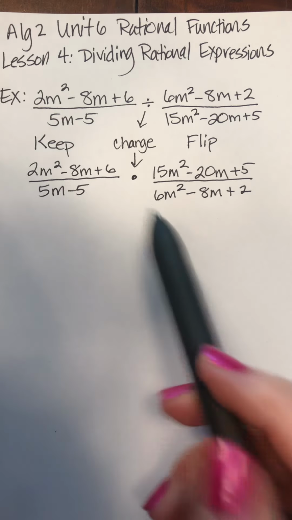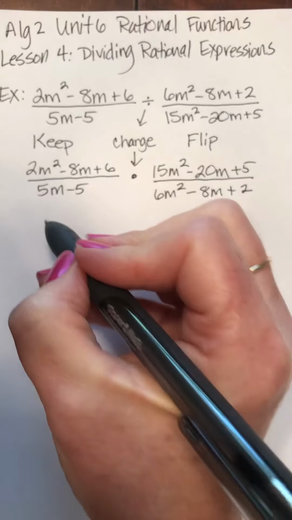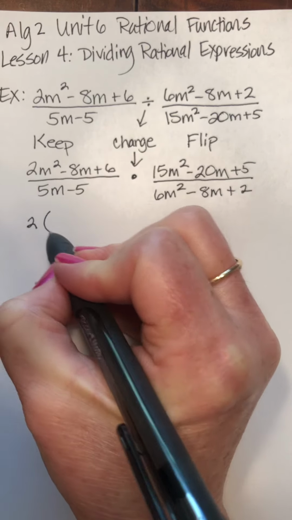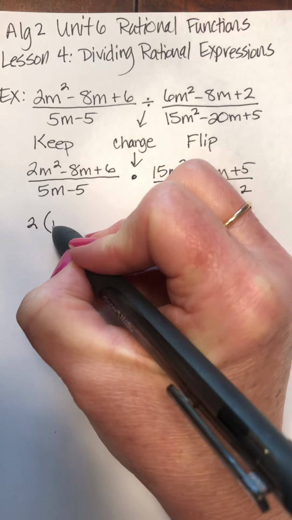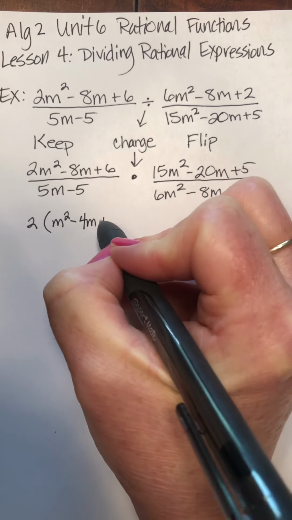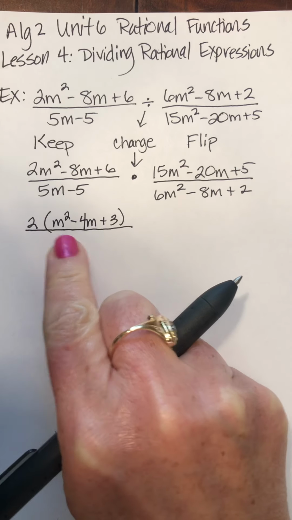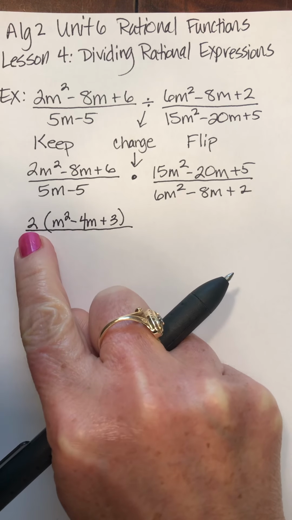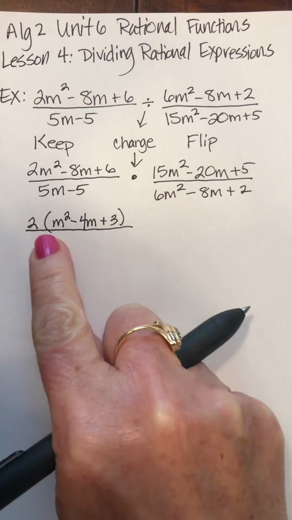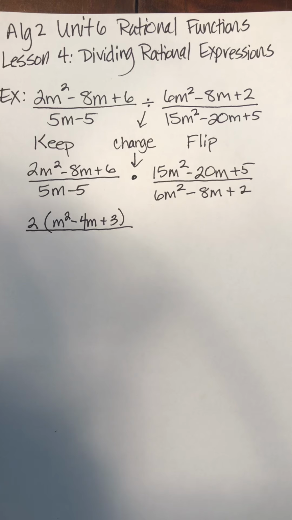Well, if you look at the numerator of your first fraction, all of those numbers are even, and so I know I can take a 2 out, a greatest common factor of 2. That's going to leave me m to the second minus 4m plus 3. Now, that 2 is still part of the answer. I don't just get rid of it, even though I divided all three terms by 2. We still have a trinomial left that is possibly going to be factored again. So we'll look at that in the next step.